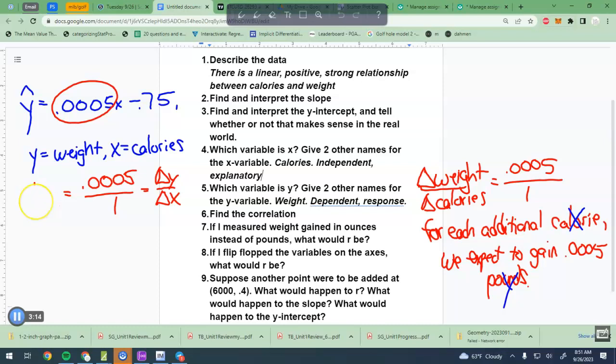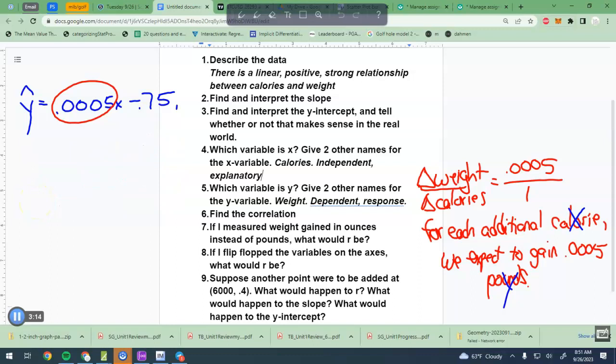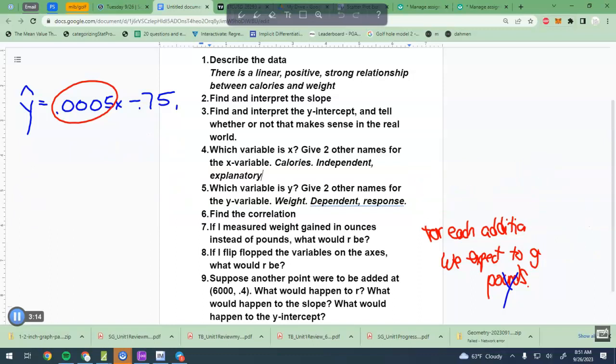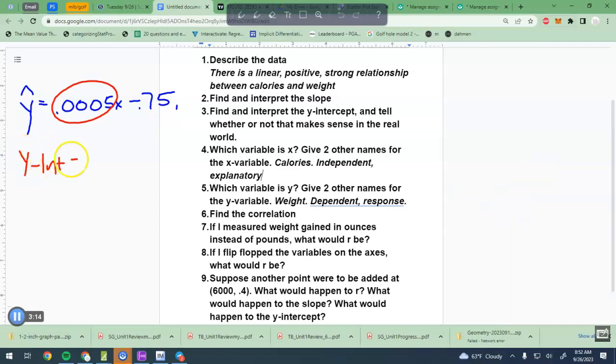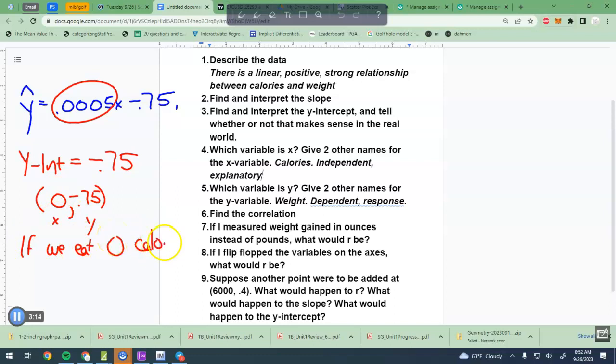Okay, finally, interpret the y-intercept. That's similar. I can tell the y-intercept from the equation: it is negative 0.75. And remember, what we know about the y-intercept is that the x value is always 0. So here I would say if we eat 0 calories, calories is my x, we would weigh negative 0.75 pounds, or we would expect to weigh negative 0.75 pounds. So you'll basically float, I guess.